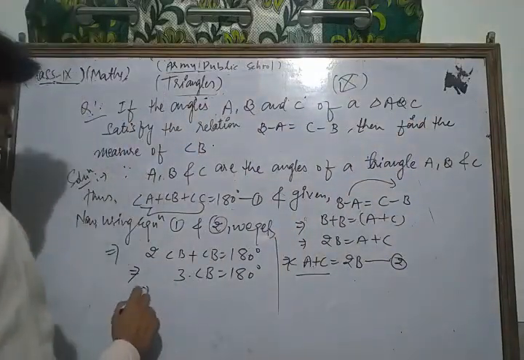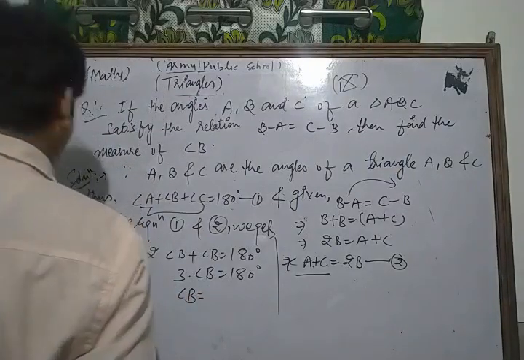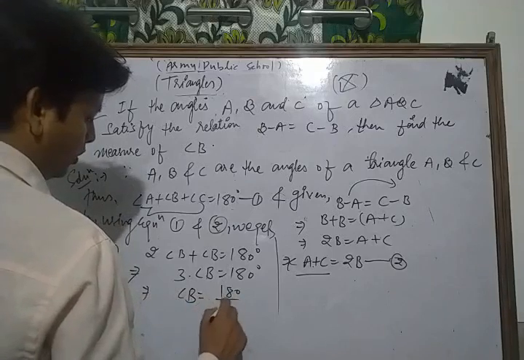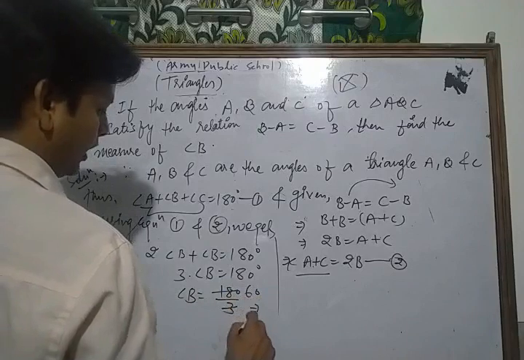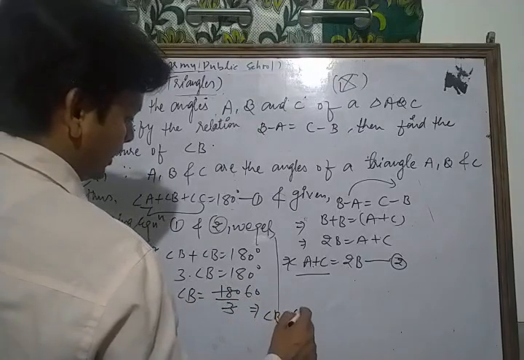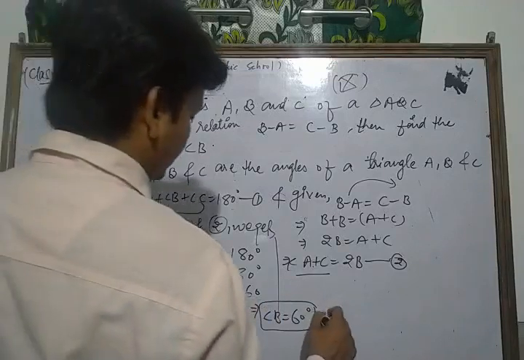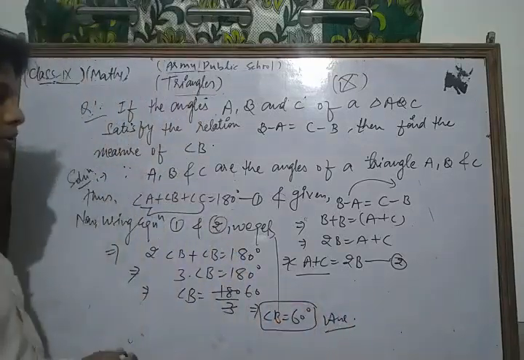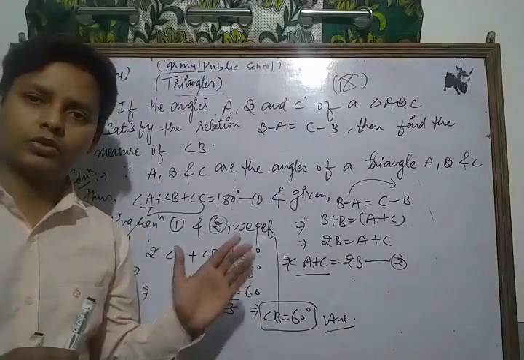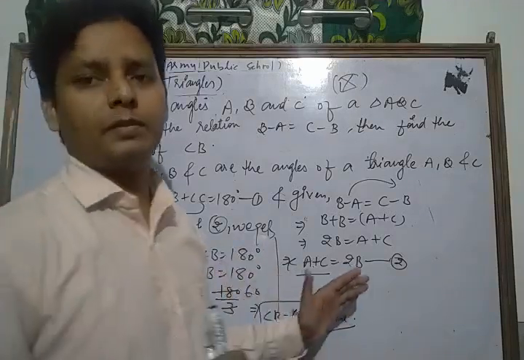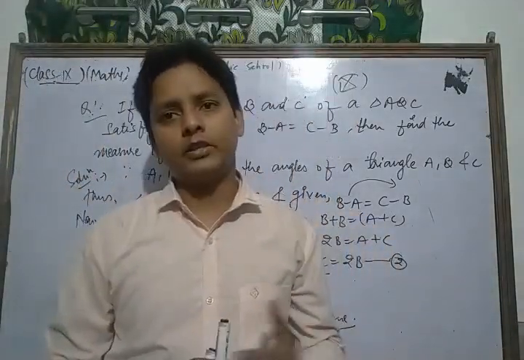So from there we get angle B is equal to 180 degrees upon 3, that is 60. Thus in this way the value of angle B is 60 degrees. This is the required solution of the given question. So dear friends, this is the process to solve that type of question. Using that concept, you can solve each and every question of your NCERT exercise based on these topics.